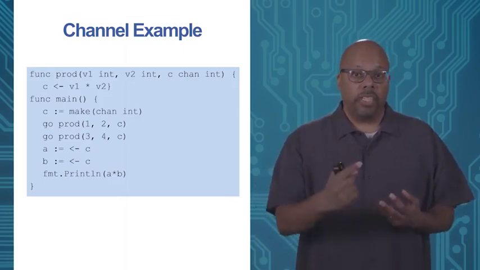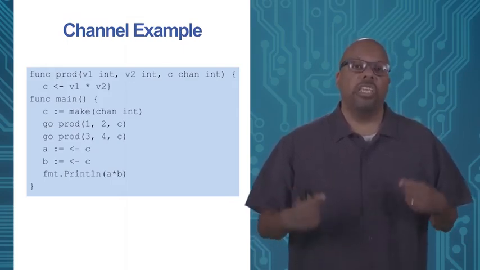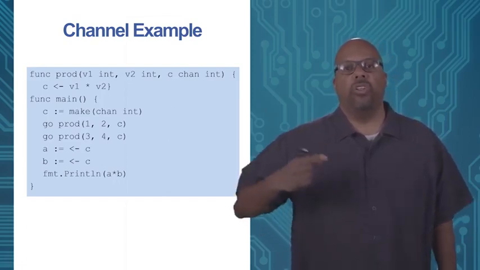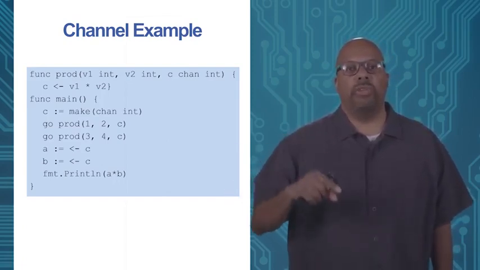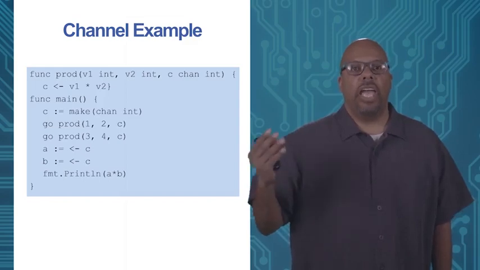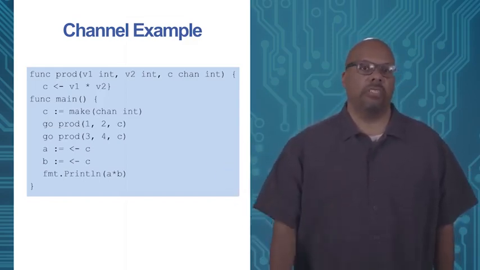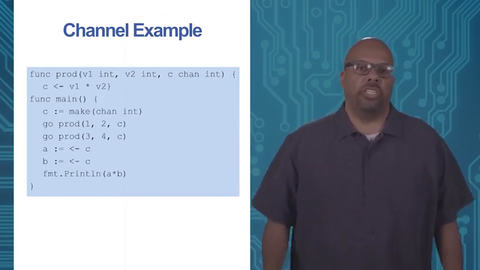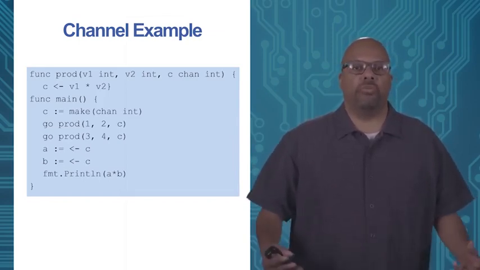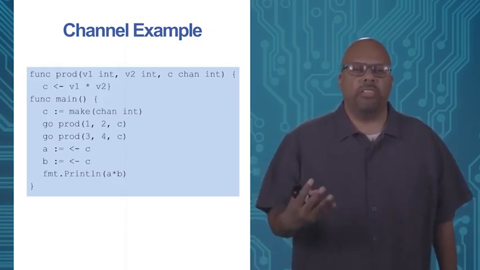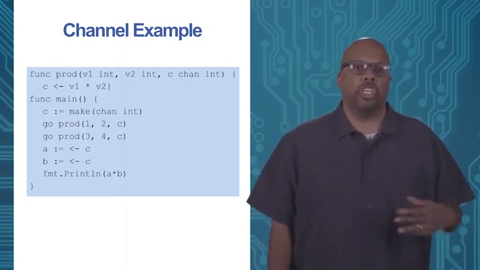Then the next 2 instructions just receive the results from those 2 Go routines on the channel. So A equals arrow C and B equals arrow C. So A gets the first thing that comes on the channel, and B gets the second thing that comes on the channel. And then the main Go routine just prints the product, A times B. So this is a simple example of how you use channels to communicate.